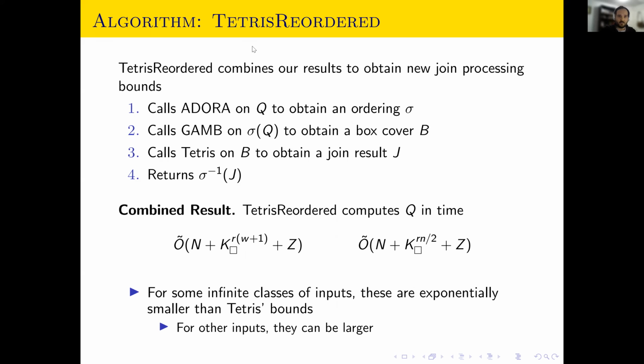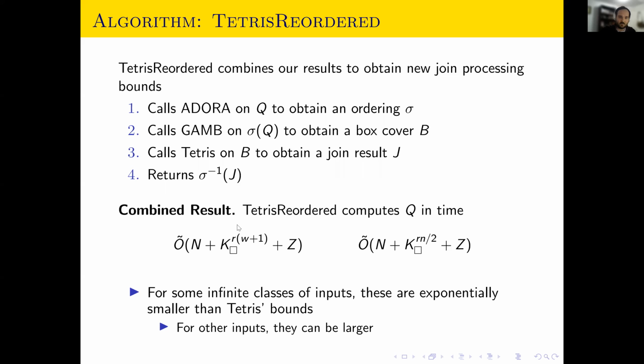So our last algorithm, Tetris reordered, combines our results to obtain new end-to-end join processing bounds. What it does is it first calls Adora on the input query Q to obtain an ordering sigma. It calls Gamb on sigma Q, the permuted query, to obtain a box cover B. It calls Tetris on B to obtain a join result J, and then returns J after applying the inverse of the domain ordering to transform the output back to its original domain.